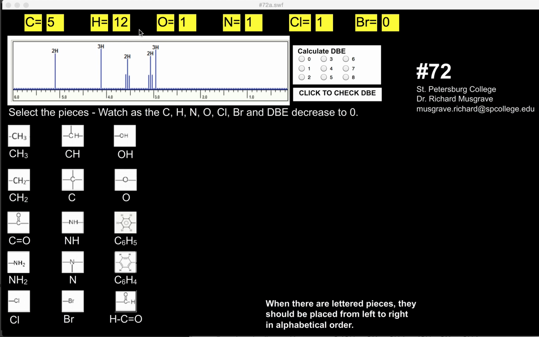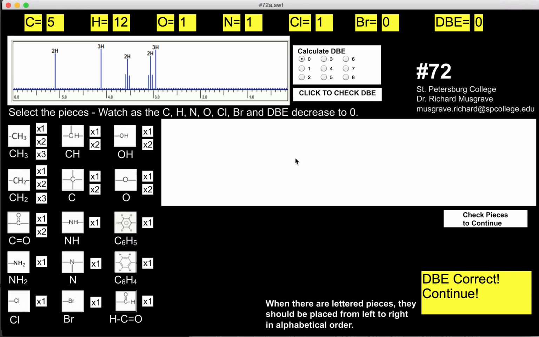This one is C5H12ONCl. That would have 0 double bond equivalents. We have a 2H, 2H, 2H here. Now that suggests 3 CH2s.